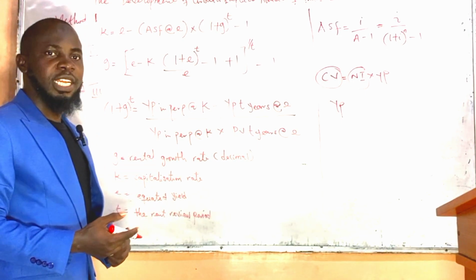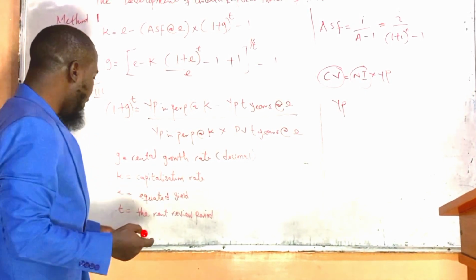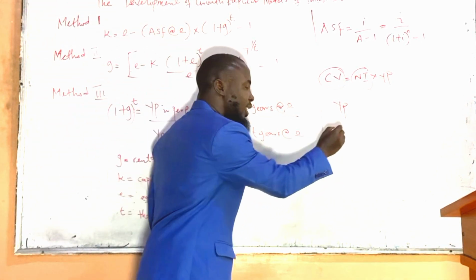You'll be given your equated yield as well. You'll be given your equated yield. They will tell you from the questions. Now, your T, the rent review, which is your T, the rent review.